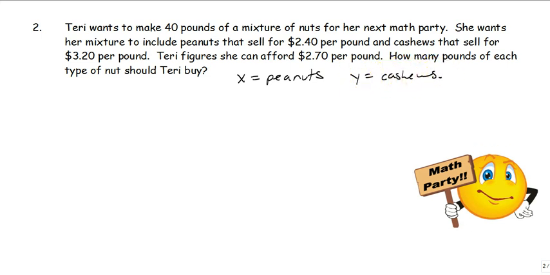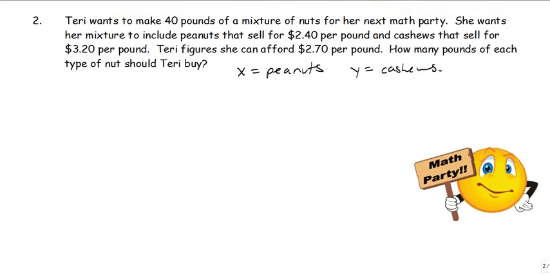I always make a chart for these, but you don't really have to do that. We can just go back to what we know for our system. We know that she can afford $2.70 per pound. That's what she wants, and she wants 40 pounds.